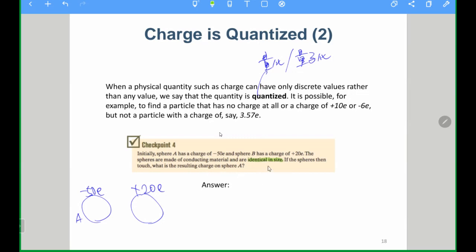The condition that they are identical in size is important because it means that after these two spheres touch each other, the charge will be shared equally by these two spheres. So this condition will give this result.